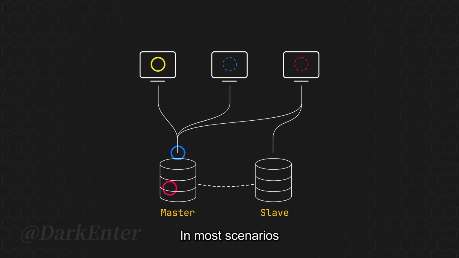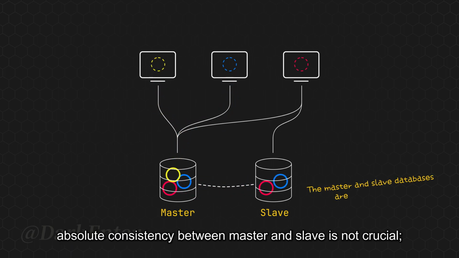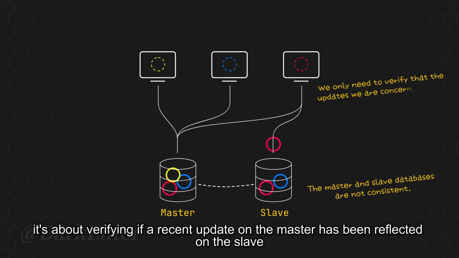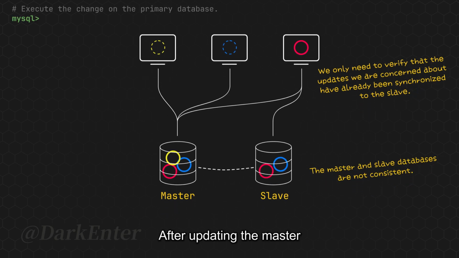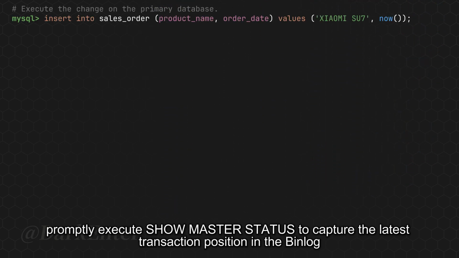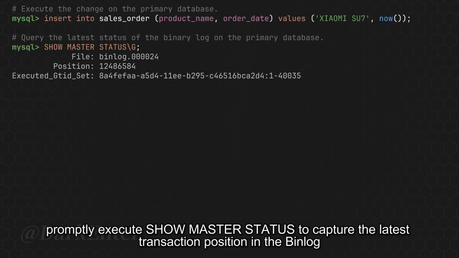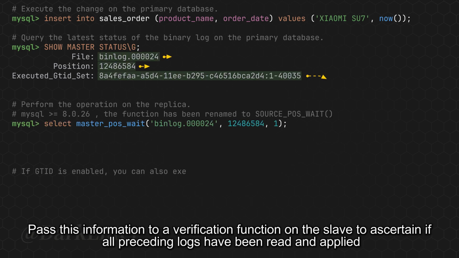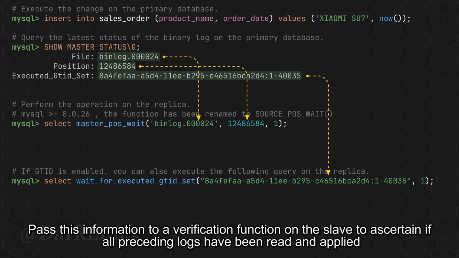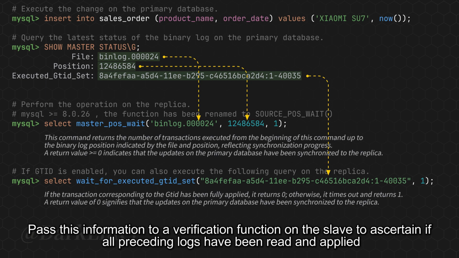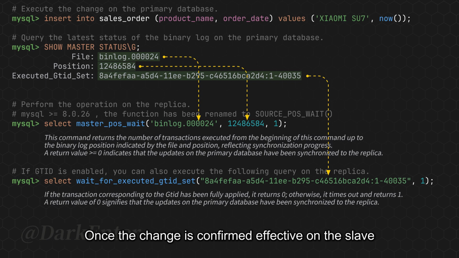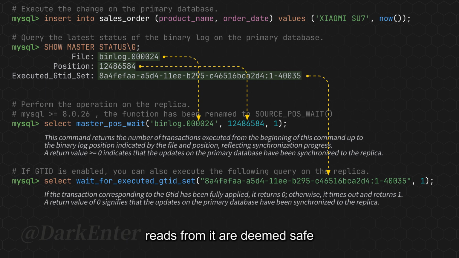In most scenarios, absolute consistency between master and slave is not crucial. Instead, it's about verifying if a recent update on the master has been reflected on the slave. After updating the master, promptly execute show master status to capture the latest transaction position in the binlog. Pass this information to a verification function on the slave to ascertain if all preceding logs have been read and applied. Once the change is confirmed effective on the slave, reads from it are deemed safe.